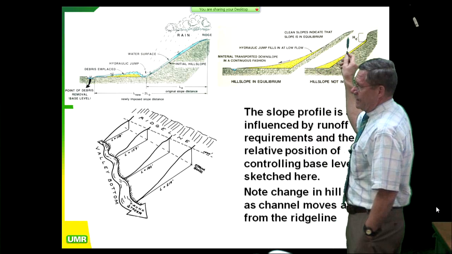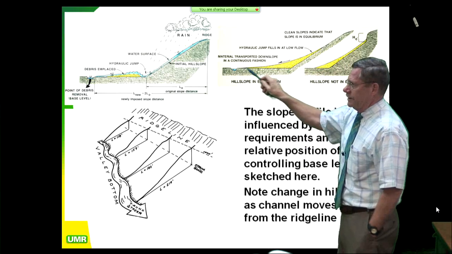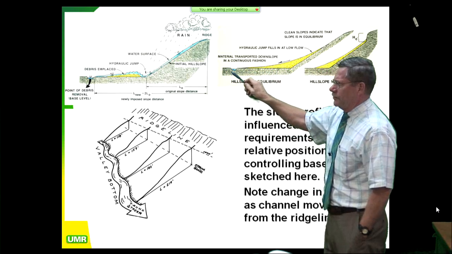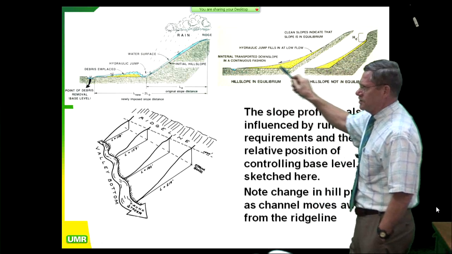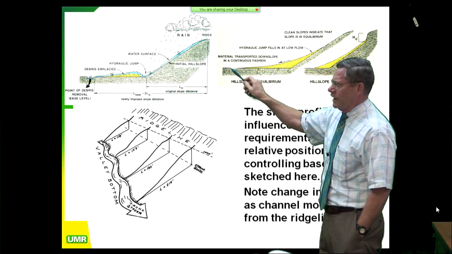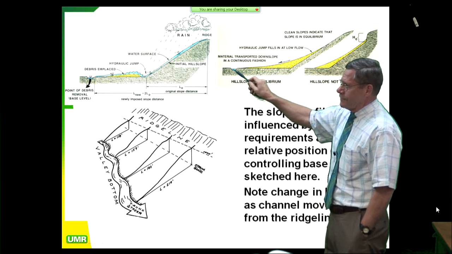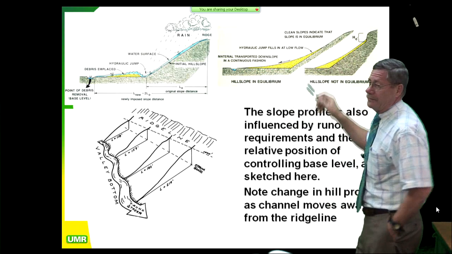So if I see something like this, it comes down, and I got this fillet fill here in yellow, that's what I'm going to expect out of a slope in equilibrium. And if I move this channel further out, it's going to change this profile because I have to pass the imposed runoff and keep it moving all the way out here to the point of removal. That's the controlling base level. If I move this in, I will change this entire profile.